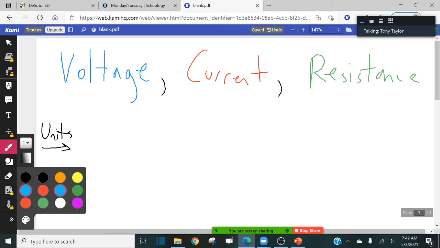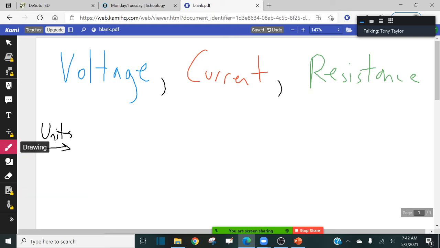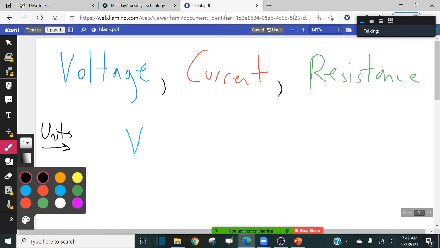So, for voltage, the units, you just write a big V for your units, which just stands for volts. Okay. Guys, for current, you're going to write amps, or just A for amps. And of course, for resistance, the unit for resistance is the ohm. So you will write ohms for your units for resistance. Okay.